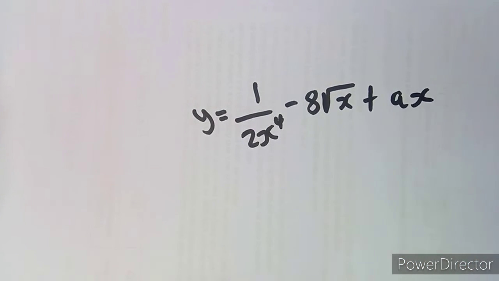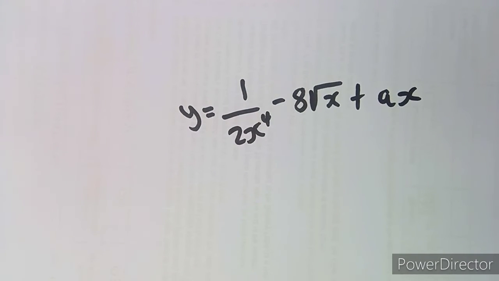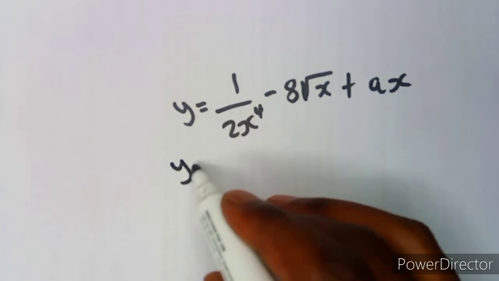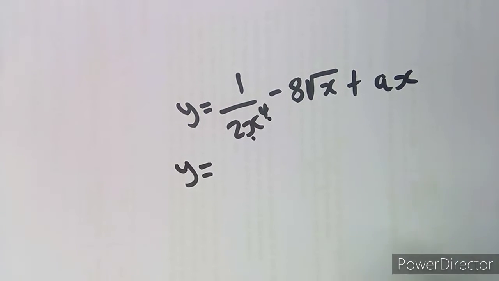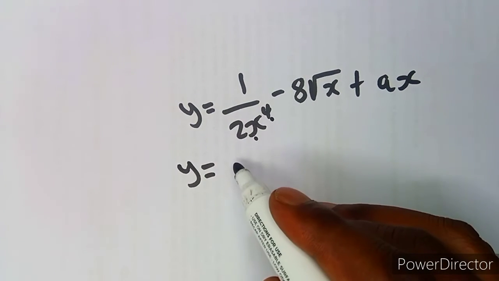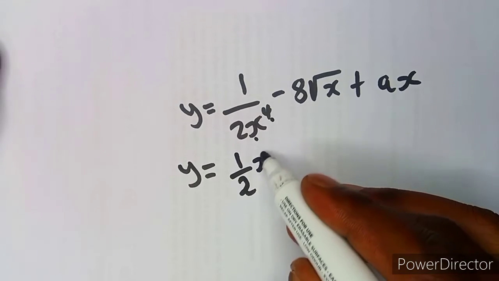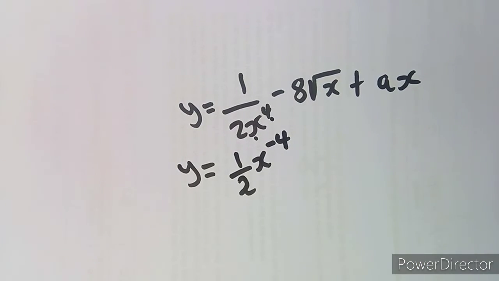For this question, we want to find the dy/dx. Whenever you are working with derivatives, guys, take note that you have to first simplify in a format that you understand. The format that I'm talking about is the format of ax to the exponent of n. That is the format that you must have your expressions in. So in order for us to have this format, we are going to have y equal to 1 over 2x to the exponent of 4, from our laws of exponents, is the same as 1 over 2 x to the exponent of minus 4, like this.